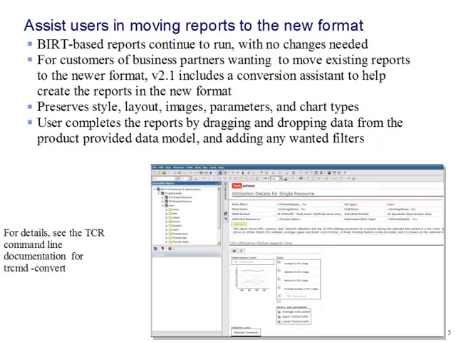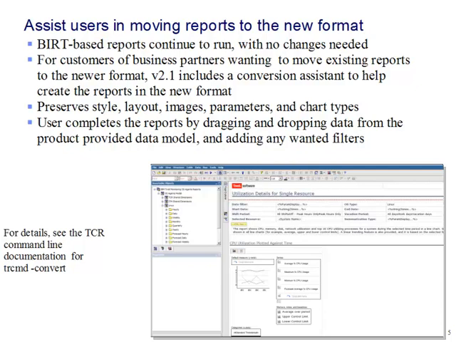Also new in TCR 2.1 is the assistant to help users move from BERT-based reports to Cognos-based TCR reports. Now those reports don't have to be moved. This is only if the customer wants to have the reports moved to Cognos-based. For example, if they want to edit those reports later on using the web-based authoring tools, that's when they would have to be in the new format. But I'll mention it once more. The reports don't need to be converted. This is simply if the customer wants to.